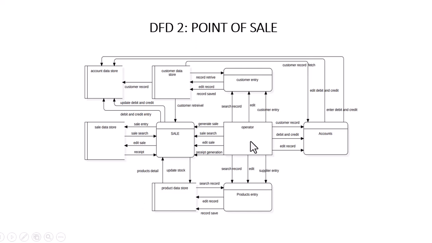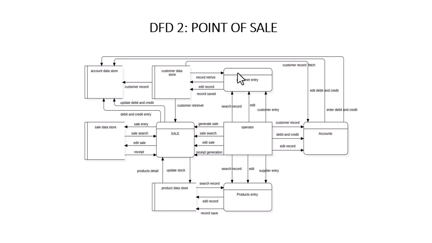Like we say, the operator enters the customer data. So the operator enters the customer detail. He can edit the detail or he can search the detail. When the detail is entered, it is saved here. When it is edited, it is saved here. But when we search a record, data comes to this application. So in searching, data comes from the data store to the application.